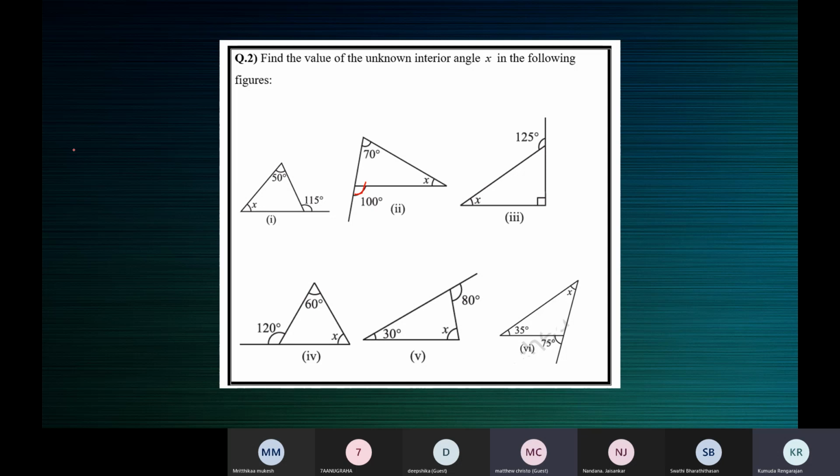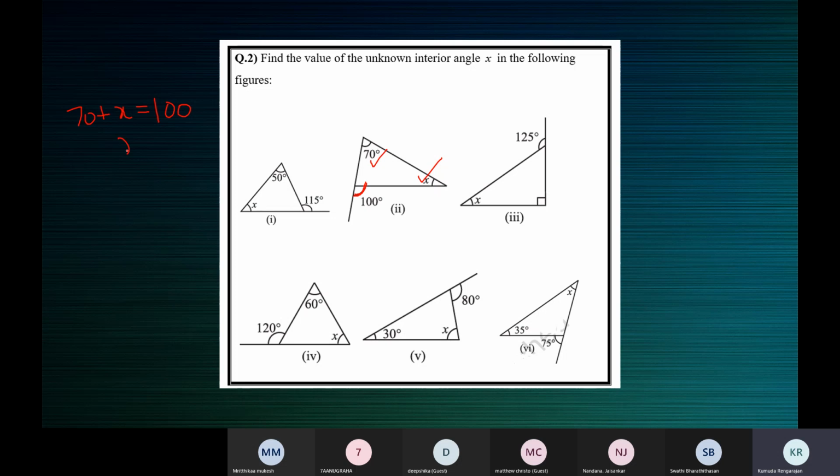So what is the equation? Don't you say 5 plus 3 is equal to 8? Similarly, 70 plus x is equal to 100, ma'am. Yes, correct, because this angle is equal to this angle plus this angle. Like how you write 5 plus 3 is equal to 8, similarly you write 70 plus x should be equal to 100 degrees.